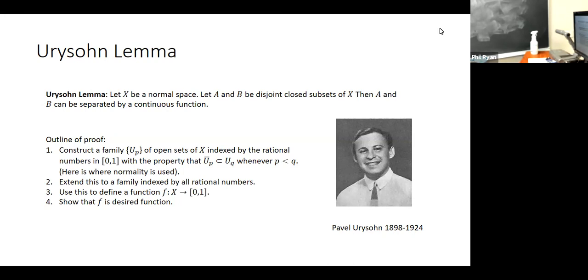So the outline of the proof is: step one, we construct a family of open sets indexed by the rational numbers, with the property that the closure of U of p is contained in U of q whenever p is less than q. And this is the part where we need the space to be normal. Then it's very straightforward, after we do step one, to extend this to a family indexed by all rational numbers, to use that then to define the function that we need, and then to show that f is the desired function. Okay. So all this is pretty straightforward. It's number one which is really the special thing here, and this is the really bright idea.